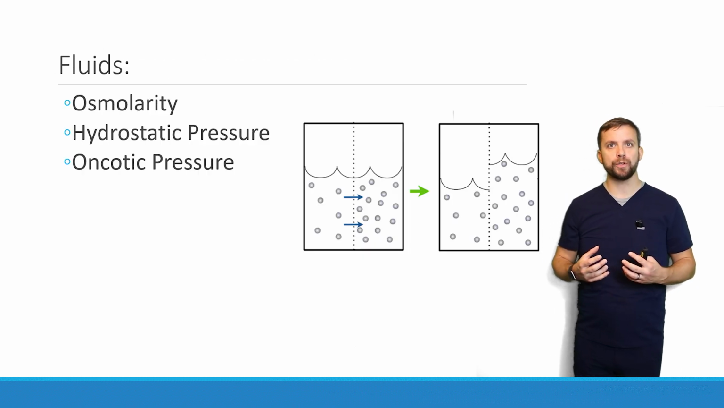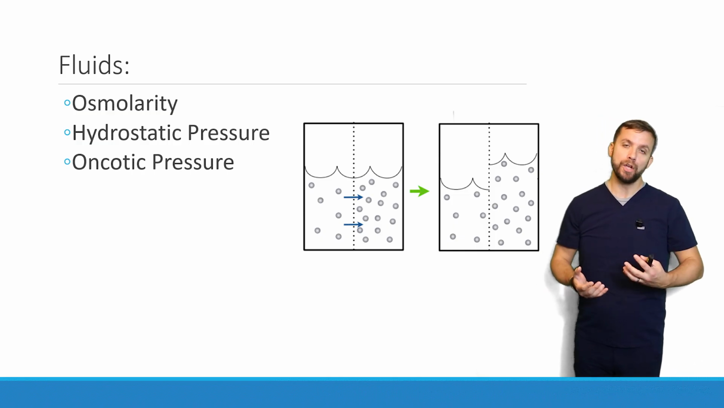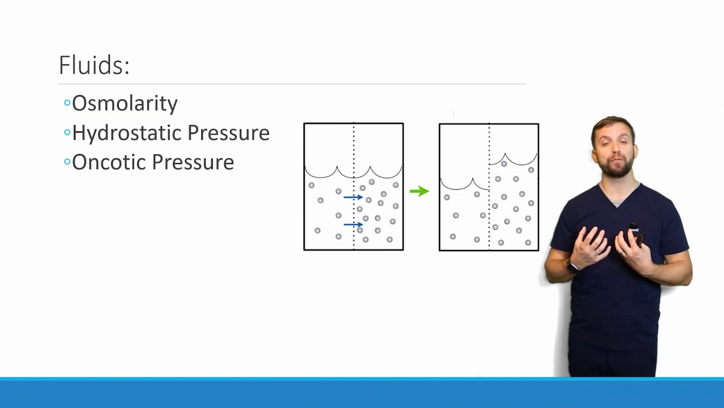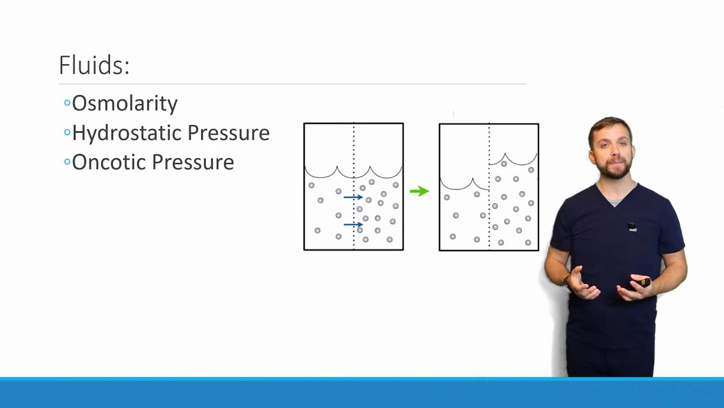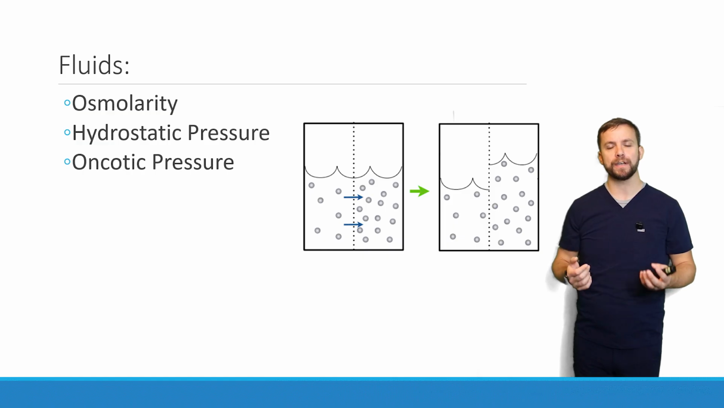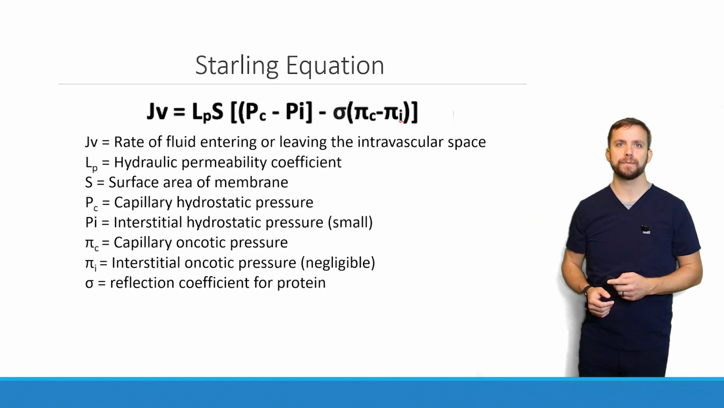Whenever you're talking about fluid, you have to understand 3 different things that are helping with that push and pull. You have some things that are wanting to pull the fluid into an area, and the other one's trying to push out of that area. So osmolarity, hydrostatic pressure, and oncotic pressure are the 3 things to really understand when dealing with fluids.